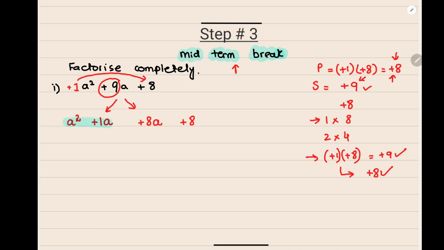You have to make the groups. The first 2 will become a group and the last 2 will become a group. So we have to take common separately from the first 2, a +1, and we have to take common separately from the last 2 terms, that is a +1. Now again, we can take a +1 common from these 2. So a +1 into a +8. So this would be our answer.